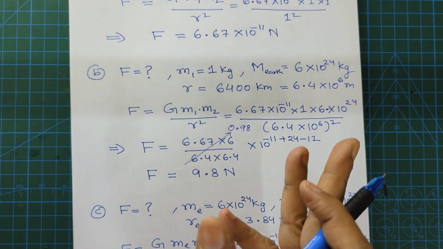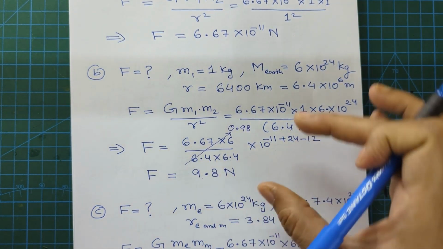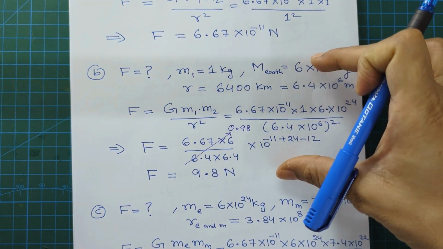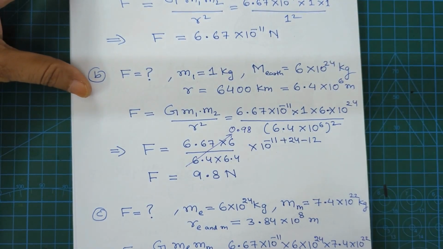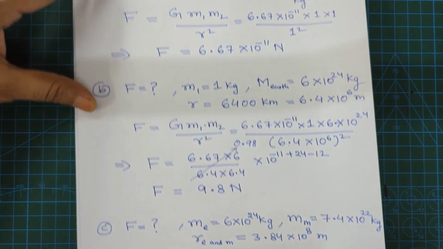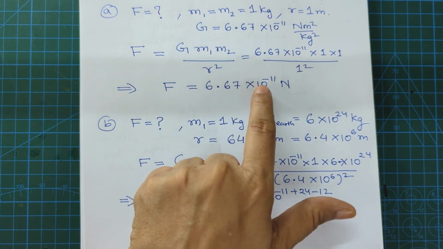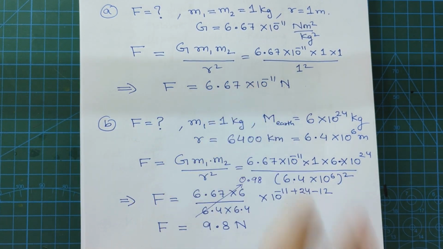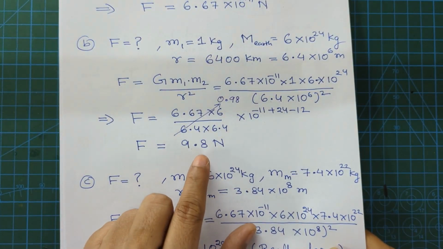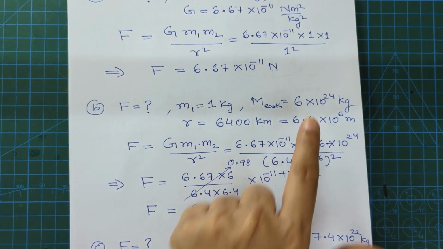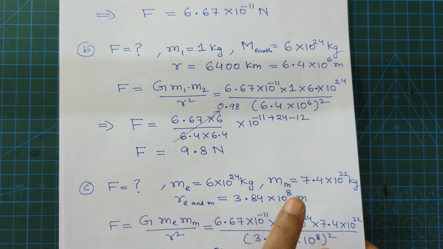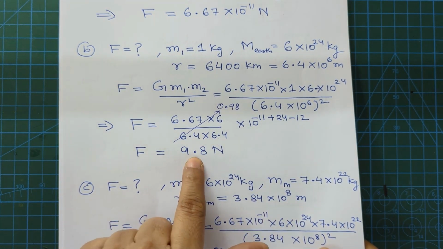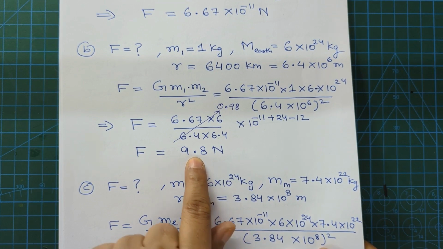This is the second number that we have to remember in this chapter, shown here in the form of calculation. The first one: what is the force of gravity between any two unit masses separated by unit distance? That is 6.67 into 10 to the power minus 11 newton. This is the G value. Then, what is the force of gravity between a 1 kilogram object and Earth? It is 9.8 newton. As we proceed in the chapter, we will know that 9.8 is the acceleration produced in every freely falling body on the surface of Earth.